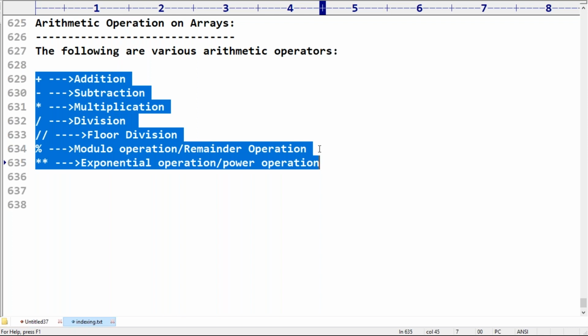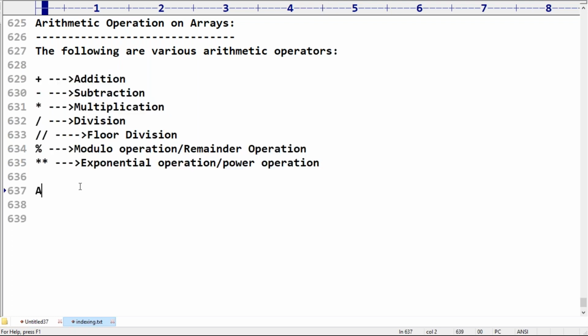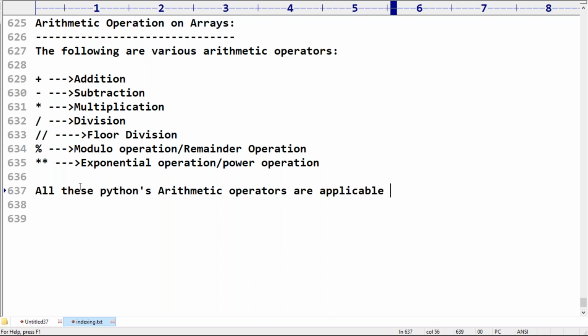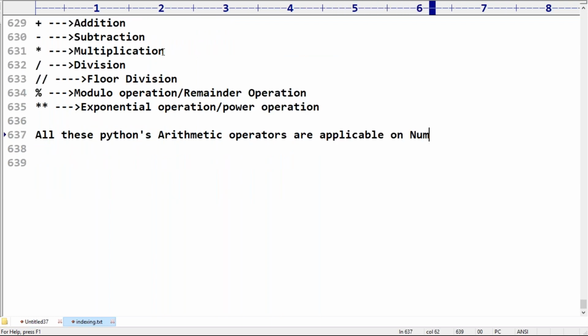All these arithmetic operators are applicable on NumPy arrays also. All these Python arithmetic operators we can happily apply on NumPy arrays. There is no problem at all.